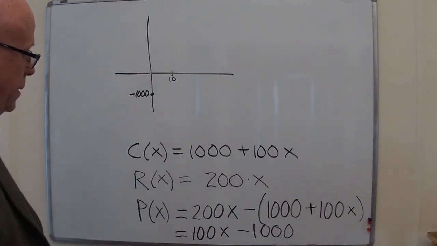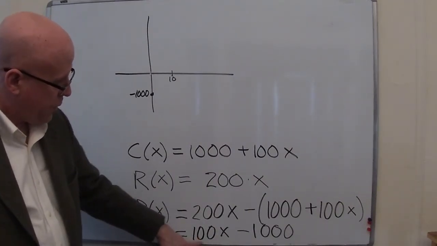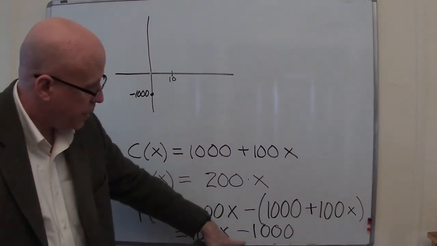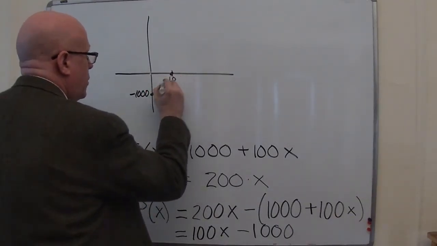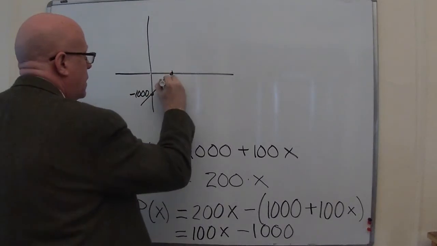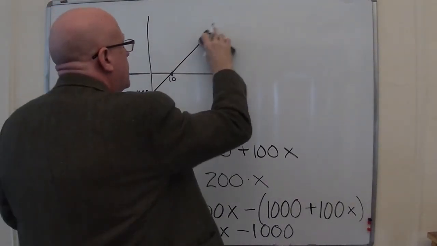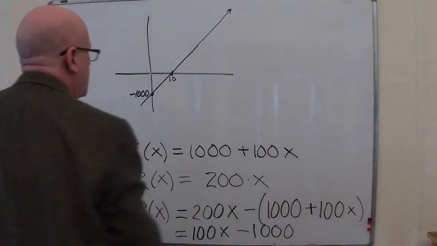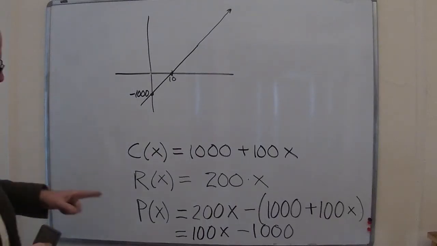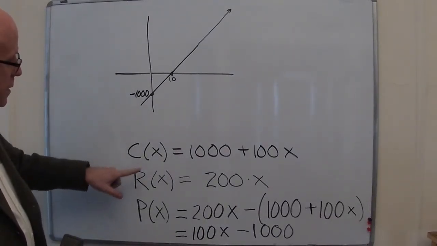Still, this is the equation of a line, isn't it? It's got an m, 100 times x, and a b, negative 1,000. So it's a straight line, and I've already got 2 points on the line, so I can tell you what the graph looks like. I started making it look like it curves. It doesn't. It's a straight line. Goes that way.